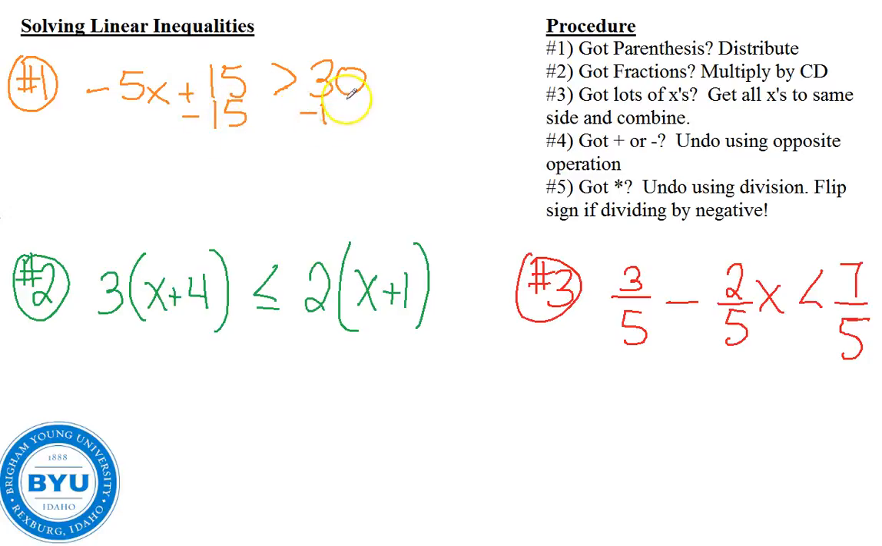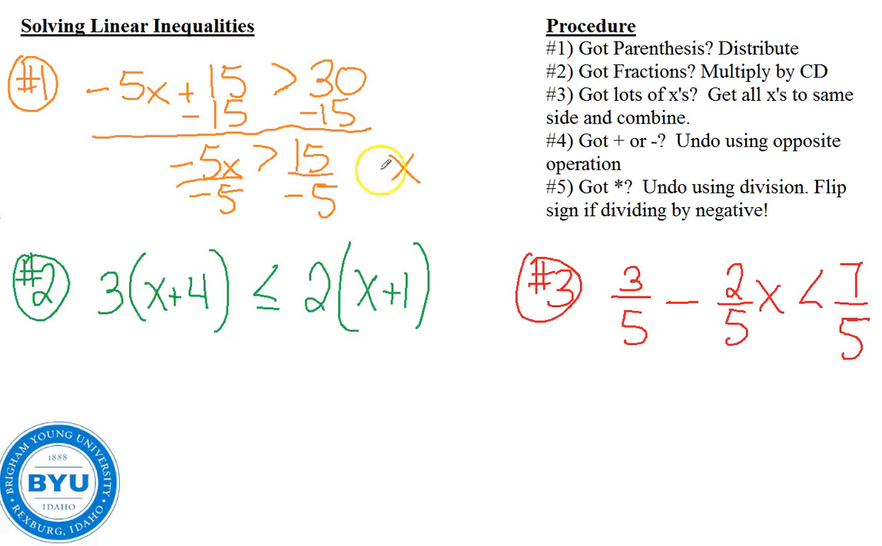I'm going to minus 15 to both sides. In doing that, I'm left with negative 5x is greater than 15. I want to get x by itself, so I need to divide by negative 5. When you divide by a negative, what do you got to do? Oh yeah, flippage. So I'm going to change this from a greater than to a less than and do 15 divided by 5, which is negative 3. That's my answer.